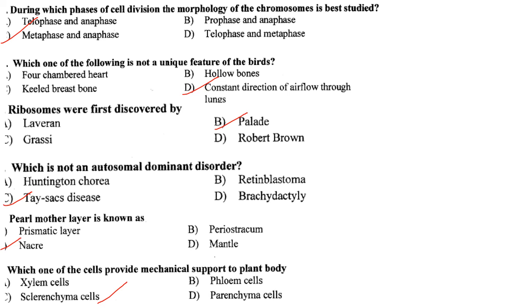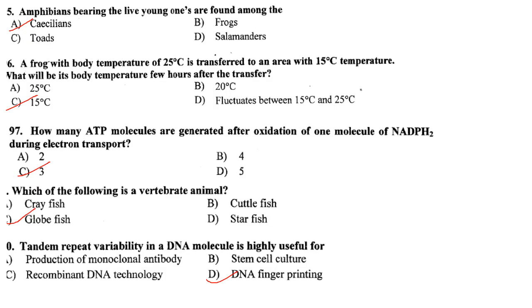Then pearl mother layer is known as, this is also a repeated question, it is known as nacre. Then which one of the cells provides mechanical support to the plant body? It is the sclerenchyma cells that provide mechanical support to the plant body. Amphibians bearing living young ones are found among the, so they are found among the caecilians. Answer is option A.